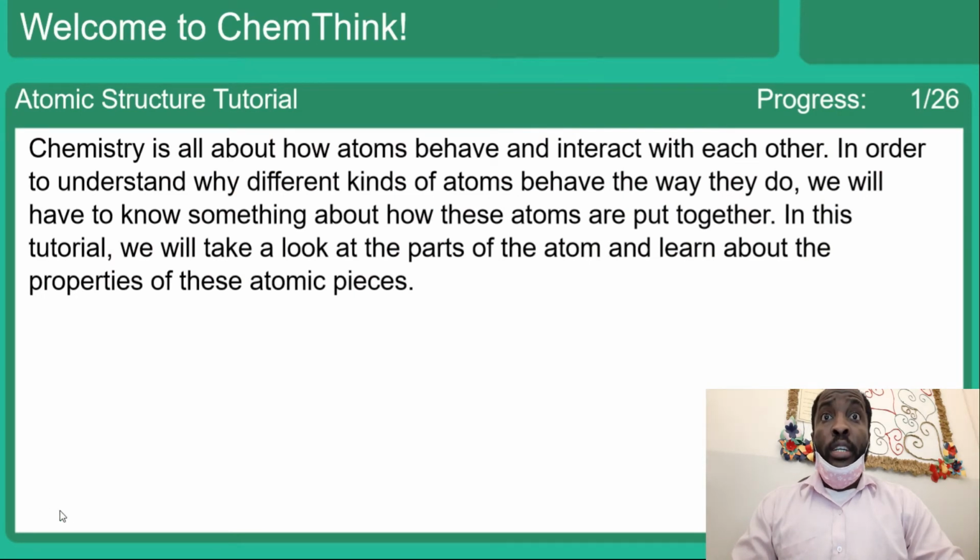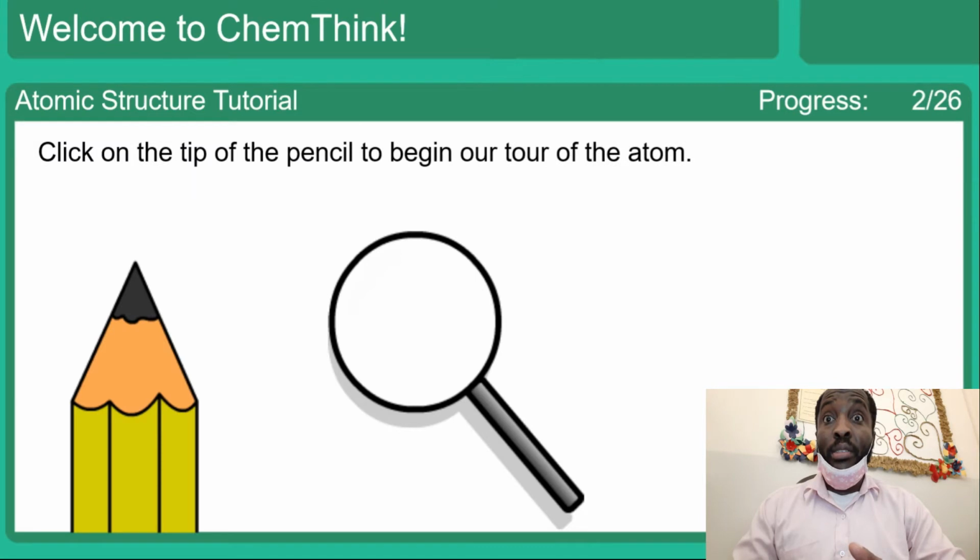Learners, before us we have another digital tool for atoms, and we call it Chem Think. And the first slide simply tells us that chemistry is all about atoms and the way they behave and interact with each other. Now the next slide, we have our pencil, and the tip of that pencil, we are going to see what is happening with the tip of this pencil.